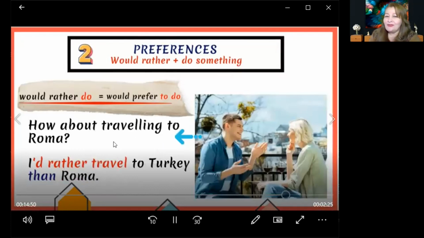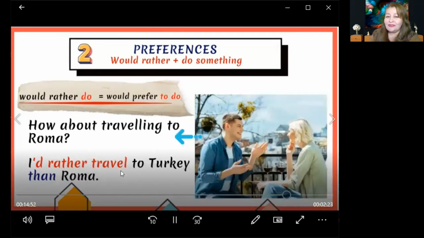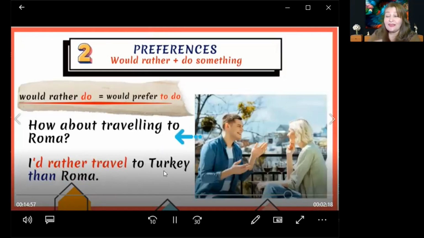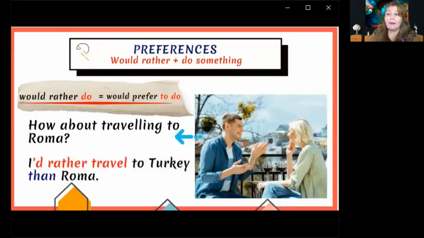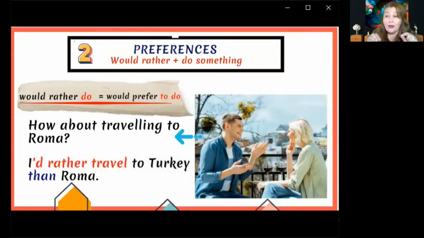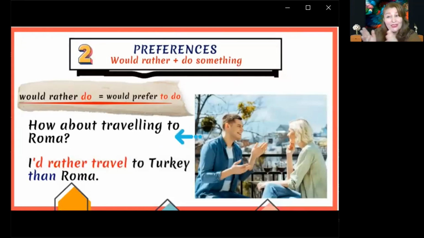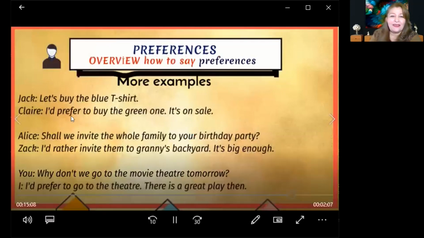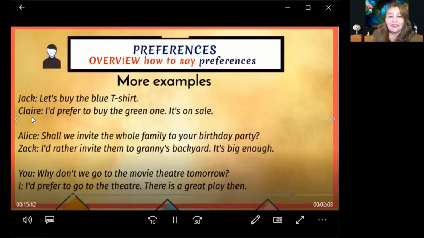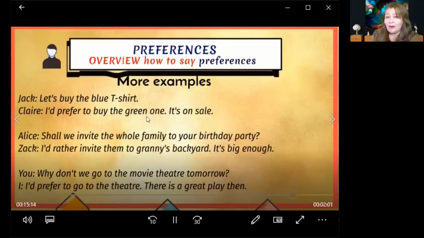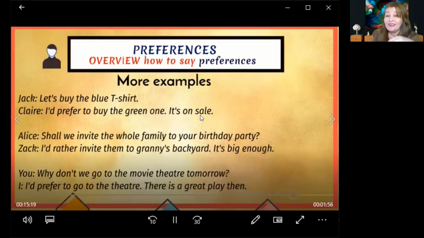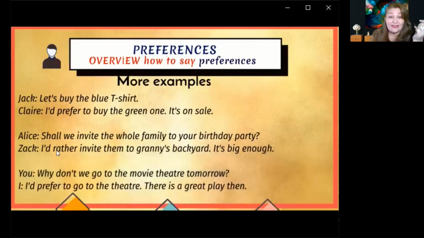How about traveling to Rome? I'd rather travel to Turkey than Rome. It is a specific time. This time I want to travel to Turkey. Okay, let's see the examples again here. Jake, let's buy a blue t-shirt. Claire, I'd prefer to buy the green one. It's on sale. That is our reason. We have a reason to say this sentence.